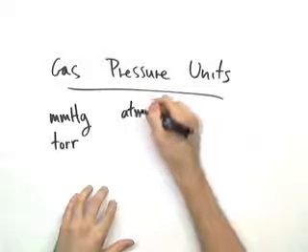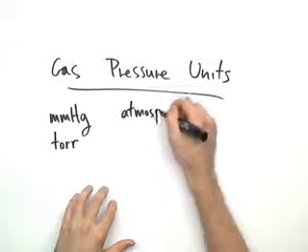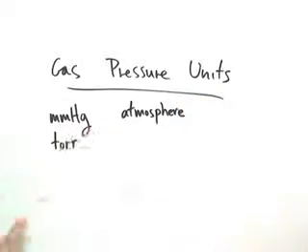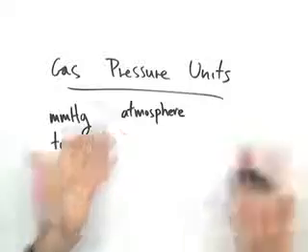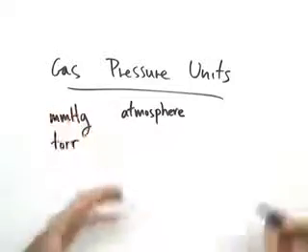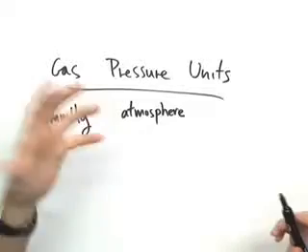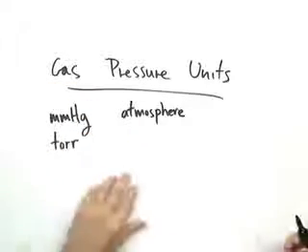Another common gas pressure unit is the atmosphere. This seems a little bit tricky at first because atmosphere is also a physical thing, the air surrounding the Earth. But it's also the name of a unit. So we can have, for example, 2.7 atmospheres of pressure. It's just a unit like pounds or miles or inches.